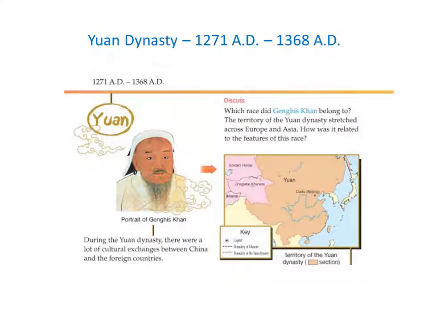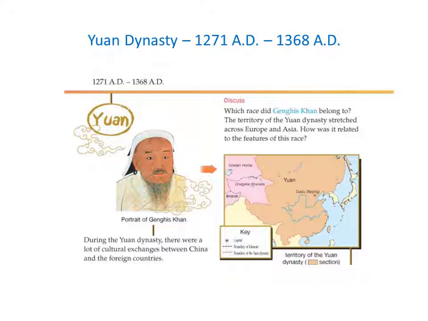And in this lesson, we learn about three other dynasties. We learn about Yuan, Ming, and the Qing dynasties. In this picture, if you look at it, we are talking about Yuan dynasty, which started in 1271 AD to 1368 AD. Now, Yuan dynasty had a vast territory, stretching from Asia to Europe.